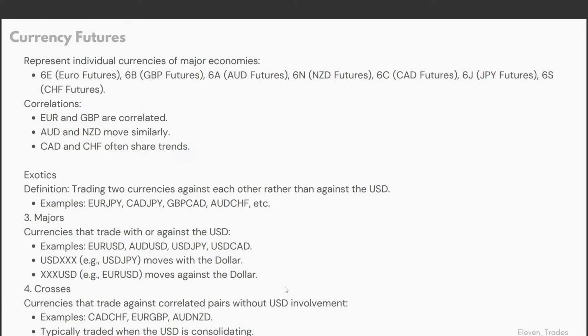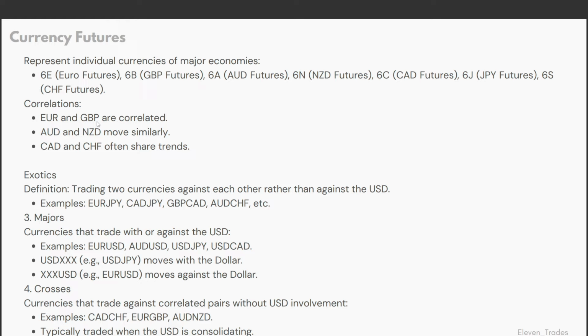Actually, the currency futures are representing the major currencies of the economies, like the Euro futures, the GBP futures, the AUD, the NZD, the CAD, JPY, and the Swiss franc futures. These are the symbols, the 6E, the 6B, the 6A. And for the micro, you can use the M6E, which will be micro Euro futures, M6B, micro GBP futures, and so on.